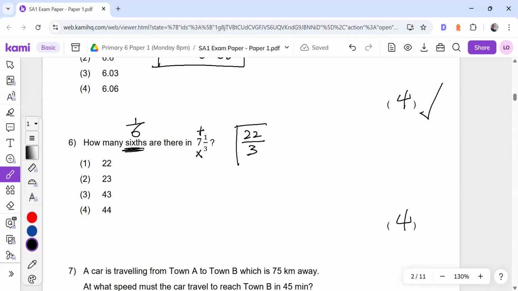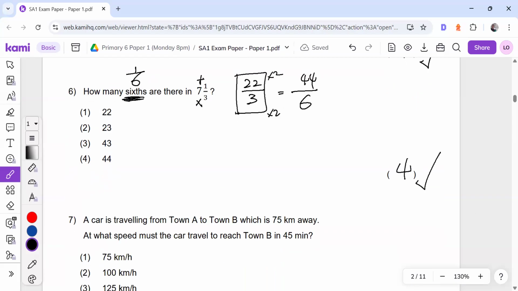What do you call this fraction? 22 thirds. All right, so how many thirds? 22 thirds. But you want how many 6th? So you make the third into a 6, right? That is the lesson. Make the third into a 6. So 3 times 2, 22 times 2, you will get 44 sixth. So answer number 4. Okay, Aubrey, so far okay, no mistake?